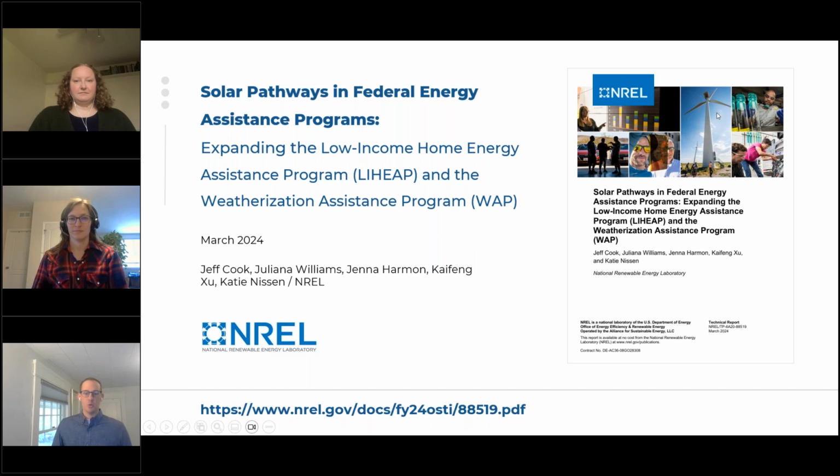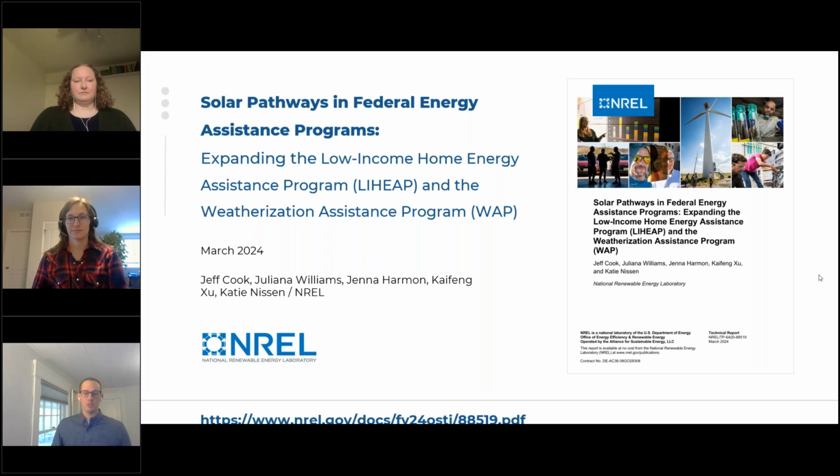For a little context, low and moderate income households make up fewer than 20% of solar adopters, despite representing over 40% of US households. Federal assistance programs like WAP and LIHEAP can address this solar access gap through a variety of pathways for low-income households. So their report chronicles their efforts to document successful implementation pathways through analyzing LIHEAP and WAP annual plans, surveying LIHEAP grant recipients and WAP grantees about obstacles to solar implementation, and conducting interviews and workshops with program administrators.